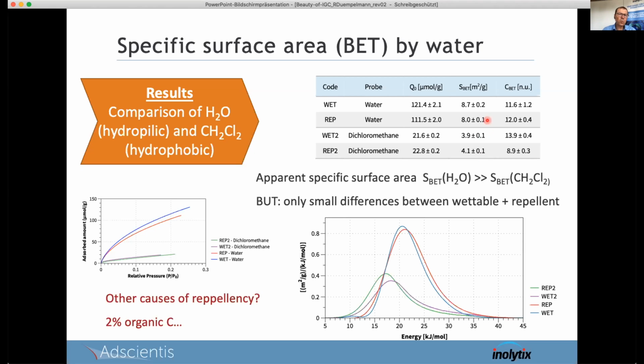So we discussed also what other sources of difference could be between the repellent and the wettable soils. Actually, it contains 2% organic carbon, and it probably has a lot of proteins. I cannot give an answer to this riddle, but I can tell you that with IGC, we would say yes, it has a different specific surface area, but it cannot really explain the repellency and wettability. I think there should be some other answers possible. So it was a good tool to detect specific surface area with water vapor, and that's the story you should keep in mind.